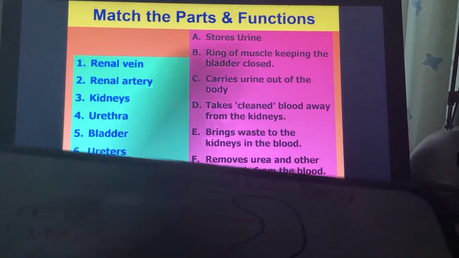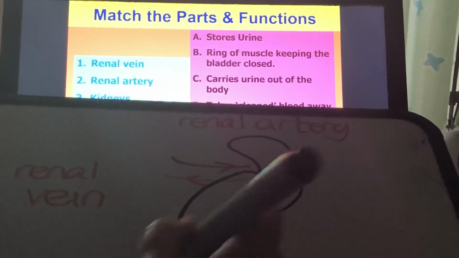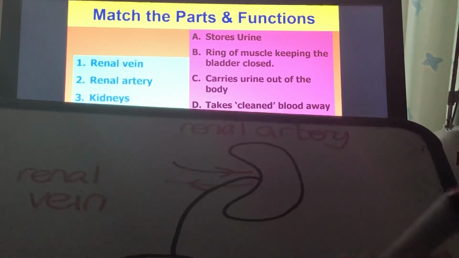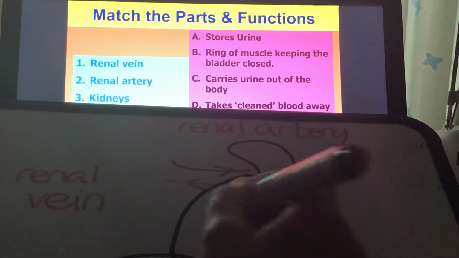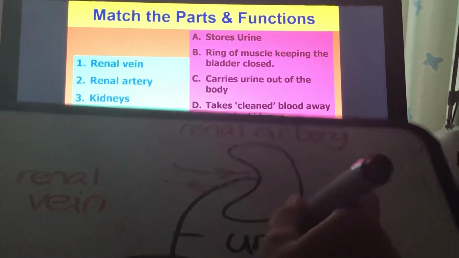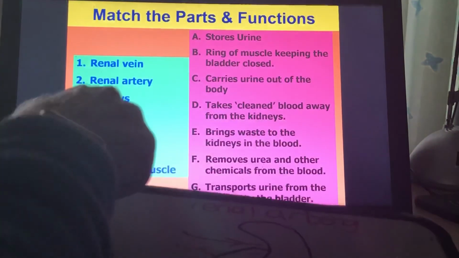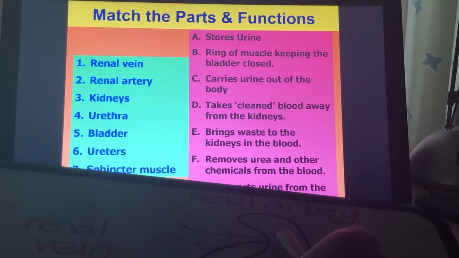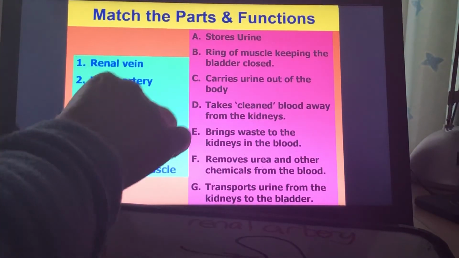Now, the urine travels through a tube down here to the bladder. And then there's another tube there. They both begin with U. Hopefully you've remembered this one is called a ureter, and this one is called a urethra. So the ureter, down here, transports urine from the kidney to the bladder. So that's G. That's ureters.